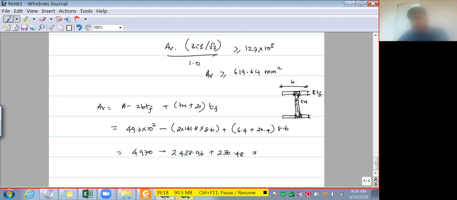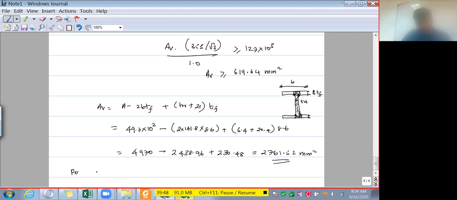So 4970 minus 2438.96 plus 230.48. So AV is now 2761.52 millimeter square. So 2761.52 millimeter square is for the section we have chosen.